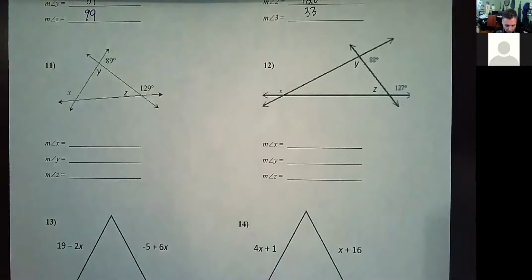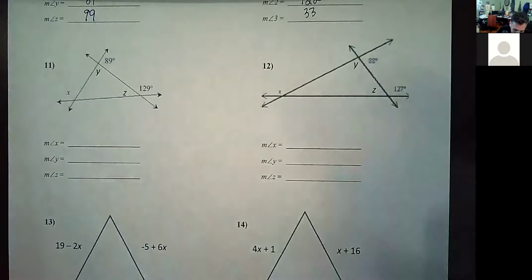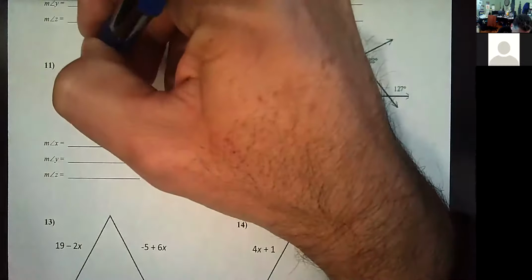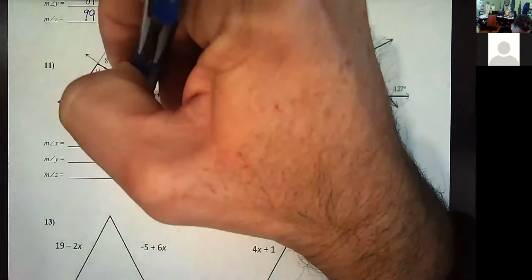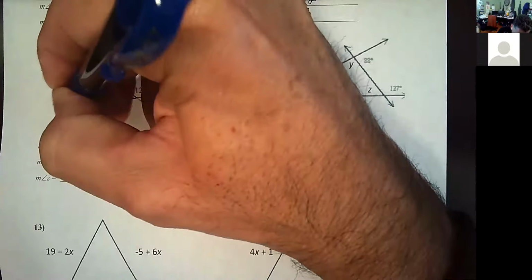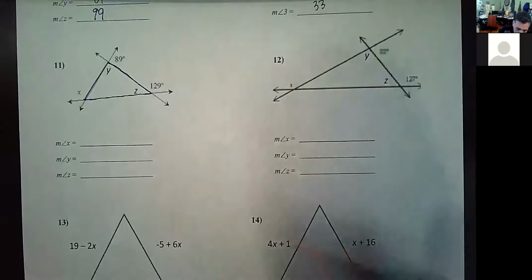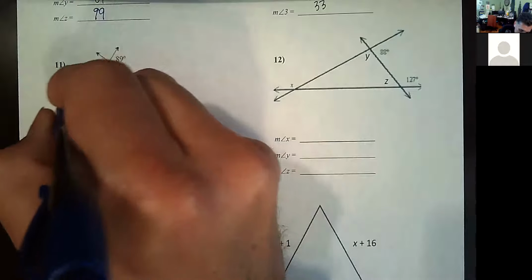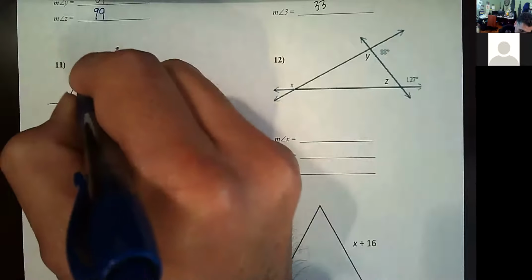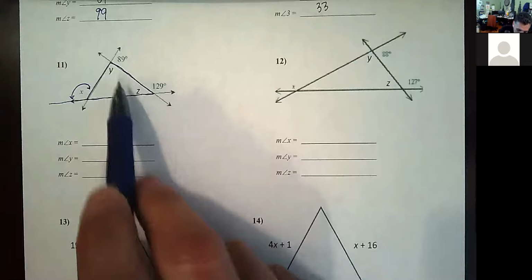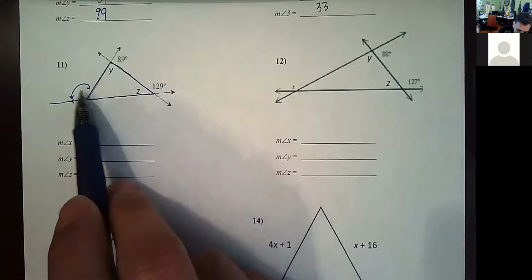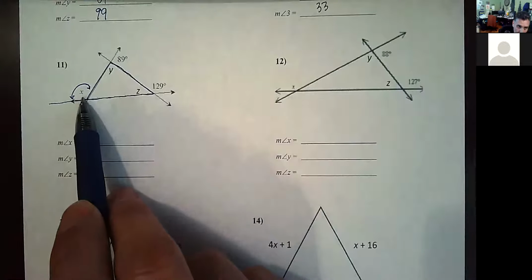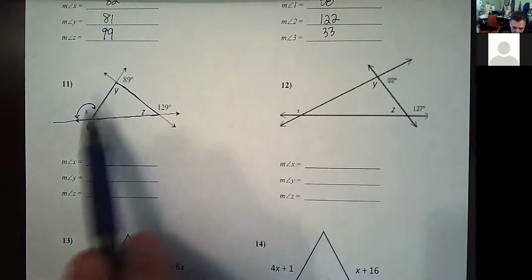So to solve 11, the first thing we want to do is figure out these inside angle measures that are inside this triangle right here. Because then you can say, hey, this is an exterior angle. If I can find out what these two are, I just need to add them to figure out what that is. Okay? And I'll tell you what, on the test tomorrow, it looks different.